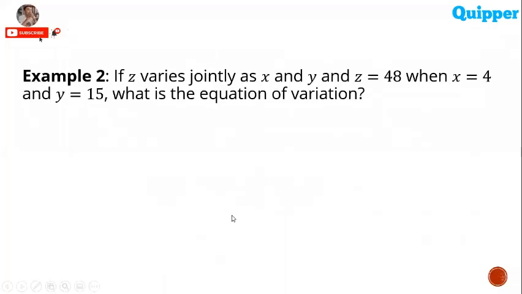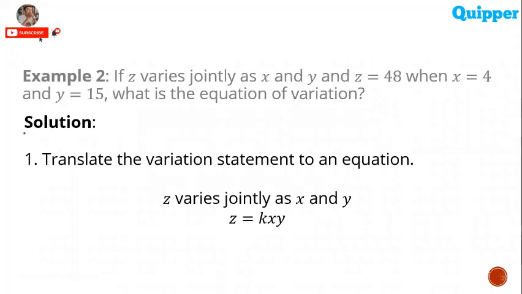Next, if z varies jointly as x and y, and z is 48 when x is equal to 4 and y equals 15, what is the equation of variation? This is similar to the example presented earlier. You are going to first transform the variation statement, then find the value of k, then write the equation of variation. First, translate the variation statement to an equation. Z varies jointly as x and y, so that is z is equal to kxy.